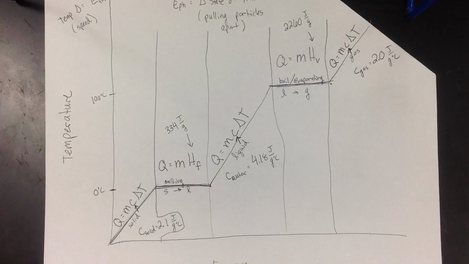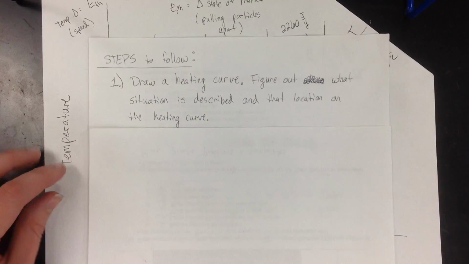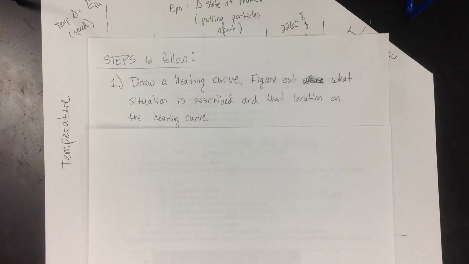Alright, the steps that we're going to follow when we calculate. First things first, figure out what situation is being described, where that shows up on the heating curve. Are you warming or are you freezing? Are you changing your temperature or are you staying at the same temperature, just changing your phase? You need to read context clues, determine what your question is asking you and where that shows up on the heating curve. That is the very first step.